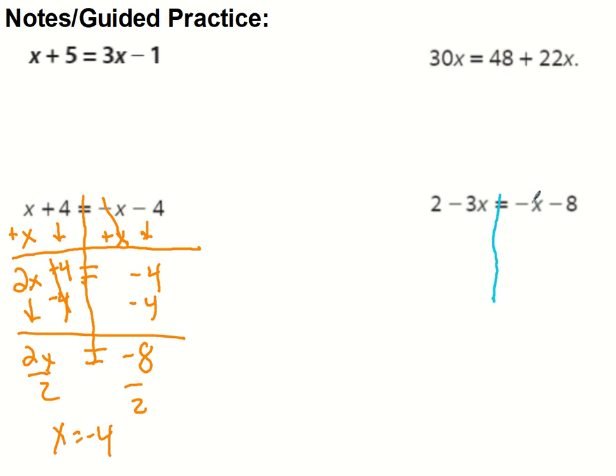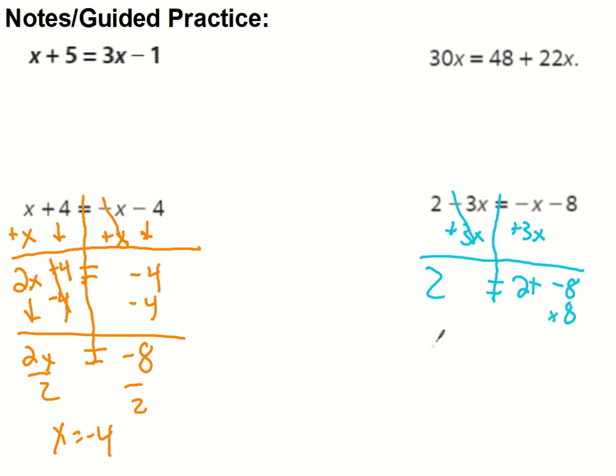So -3 is smaller than -1, so I'm going to add 3x to both sides. When I add 3x to both sides, -3 plus 3 is 0. I've got to bring down my 2, bring down this -8, and then I have to do -x plus 3. Well, -x plus 3, that's like -1 plus 3, which is +2. So that gives me 2x. So I have 2x minus 8 equals 2.